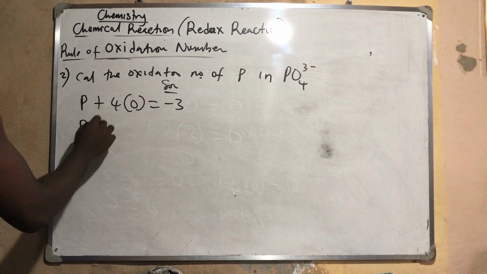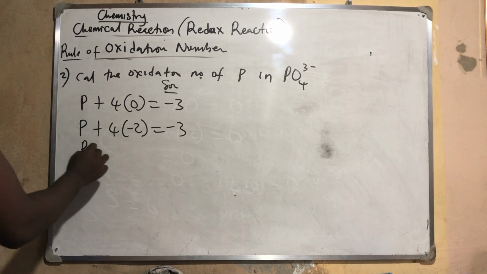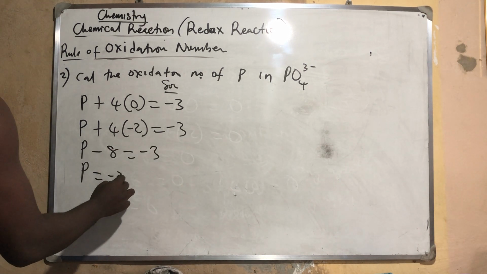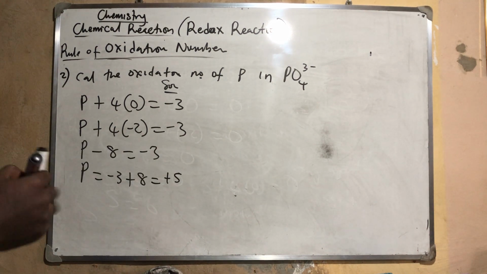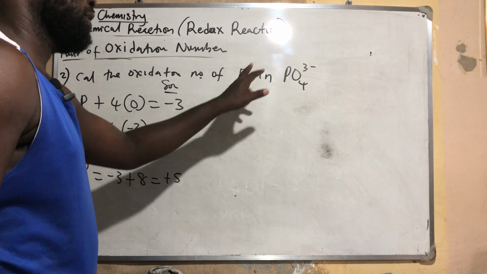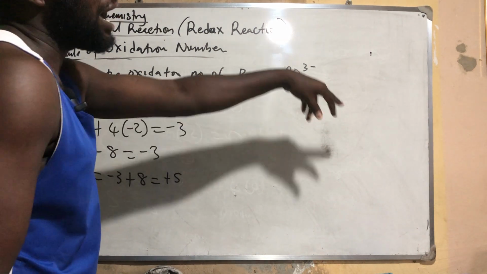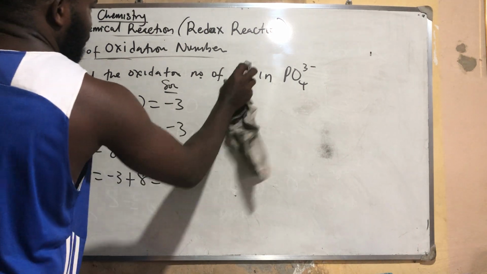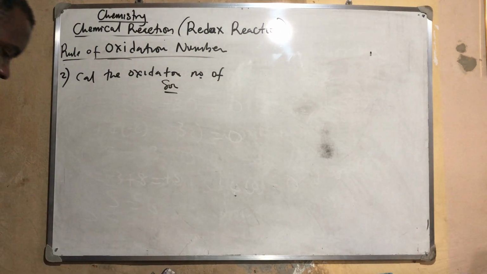So I'll have that P plus 4 in bracket of -2 is equal to -3. So P minus 8 is equal to -3. So therefore P is equal to what? Minus 3 plus 8, which is equal to plus 5. So therefore, the oxidation number of phosphorus here is 5. So that is why we call it tetraoxophosphate 5 ion. Tetraoxophosphate 5 ion. Okay? Why? Because the oxidation number of phosphorus there is 5.